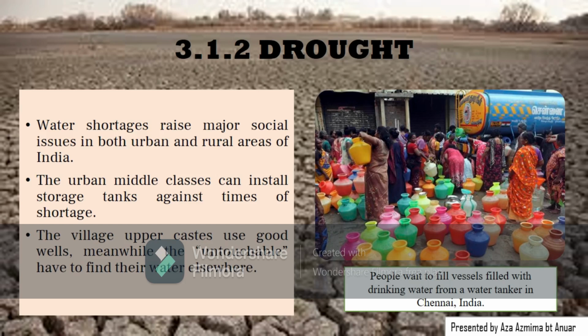Second is drought. Water shortage raises major social issues in both urban and rural areas of India. The urban middle class can install storage tanks against times of shortage. The village upper class use good wells, meanwhile the untouchables have to find their water elsewhere.